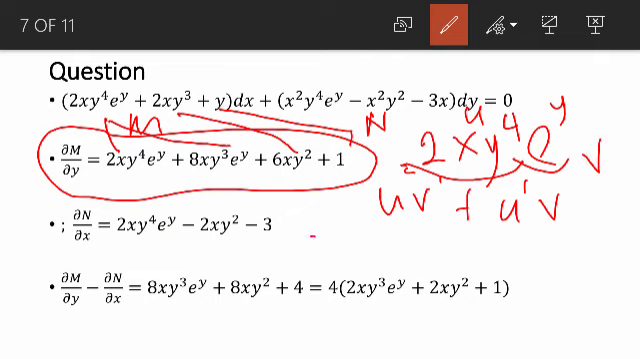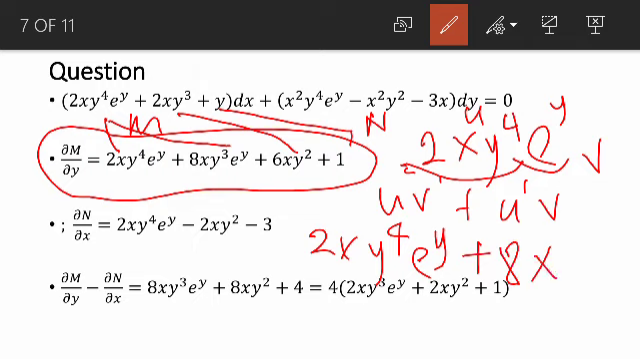So my u now is 2xy raised to power 4. Then v prime means derivative of exponential y, which is still exponential y. Then plus u prime, differentiate this u with respect to y, is going to give us 8xy cube, okay? Then v is exponential y. That is the reason why we got this. Now, when you differentiate 2xy cube with respect to y, you get 6xy squared. Then when you differentiate y with respect to y, you get 1, okay?